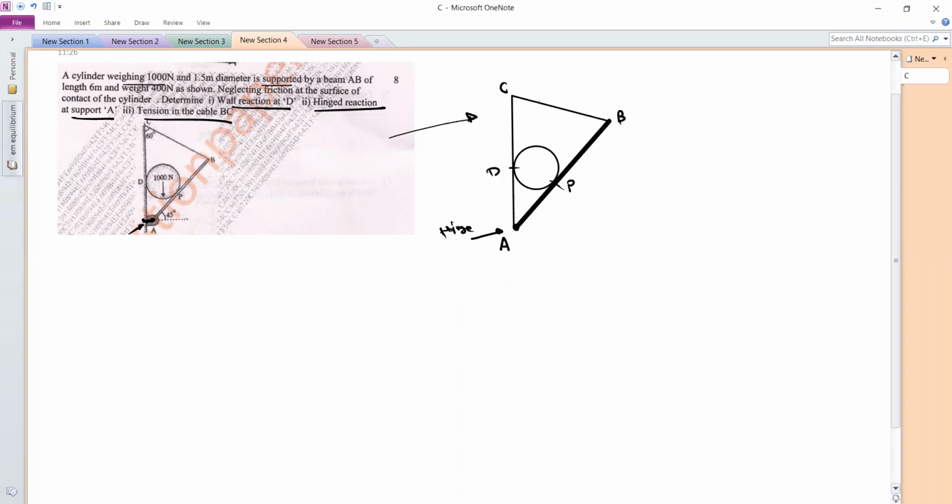At this point, this is D, that is the contact of the wall with this cylinder. And this cylinder has the weight, which is equal to 1000 Newton. Its diameter is 1.5. So question is we have to find the reaction RD, then the reaction at the hinge point, VA and HA, these are the two reactions, and the tension in the cable BC. So these are the unknown values.